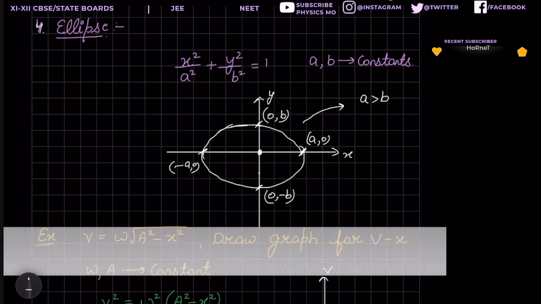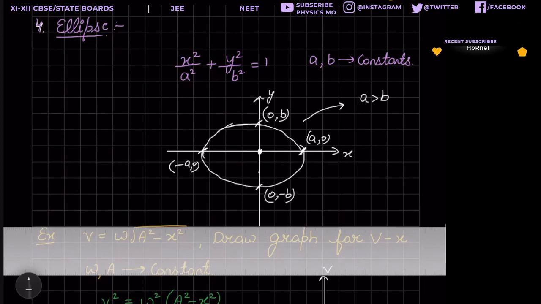Similarly, if this value of a was less than b, in that case it would be symmetric along the y axis. That means the reduced part will go to the y axis. So let me draw that once as well so that you can learn that. That will be something like this. This is the shape when a is less than b and this is the shape when a is greater than b. Are you getting my point?